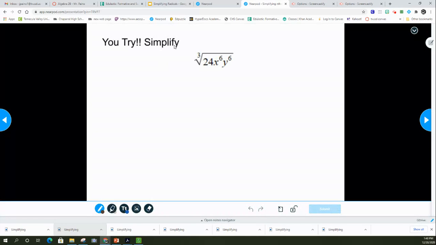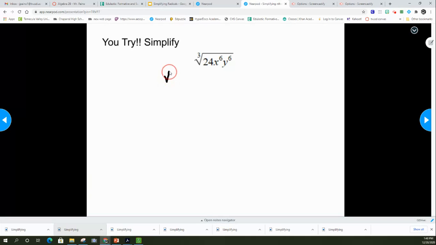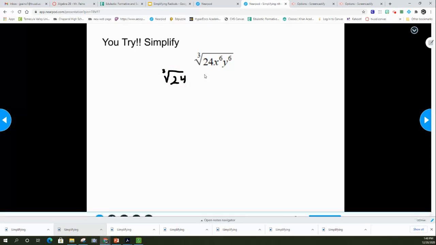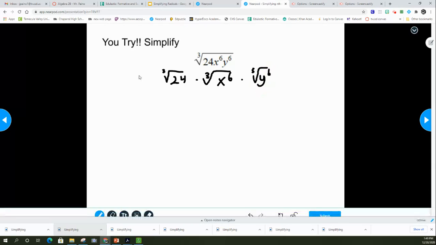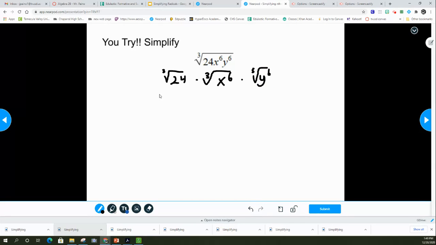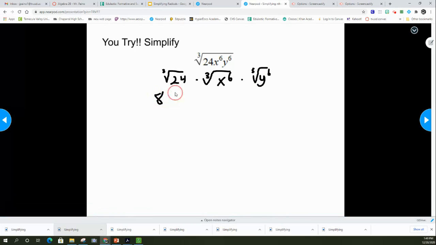I want you guys to try this one, so go ahead and pause the video and try it, and then check your work. Okay, so cube root of 24, that's 8 times 3. Again, let me separate it. I'm just separating it right now. Again, the step is not necessary, but as a beginner, it's good to see. So 24, that's 8 times 3.